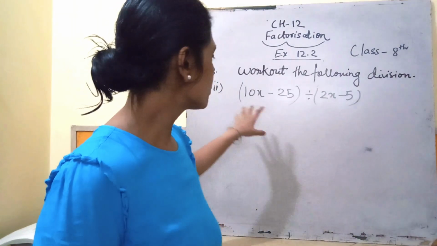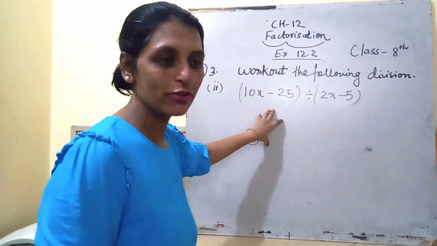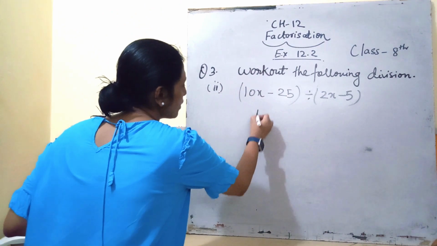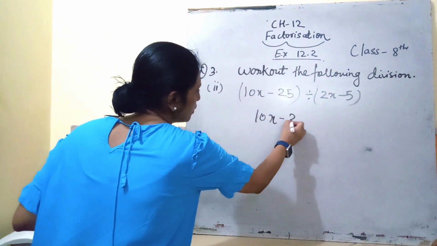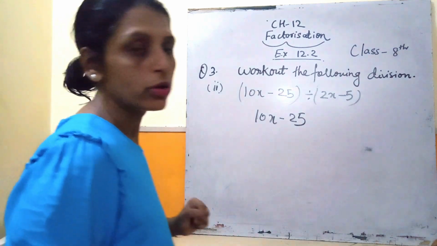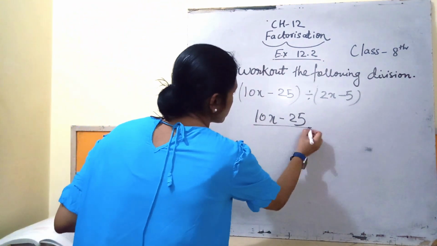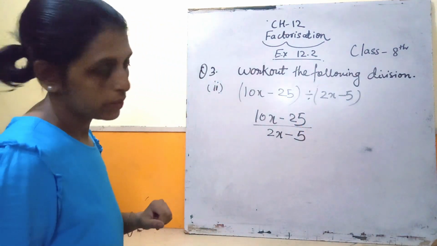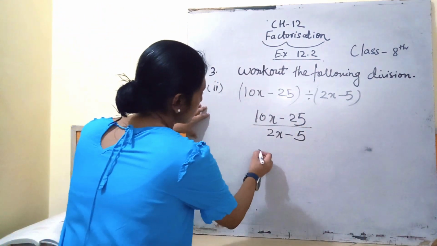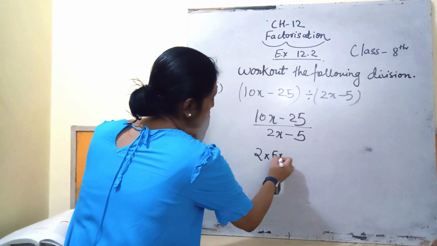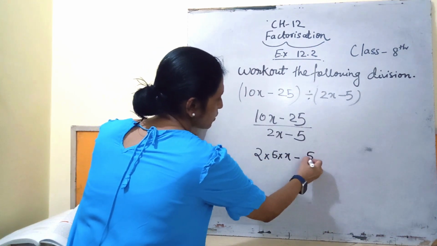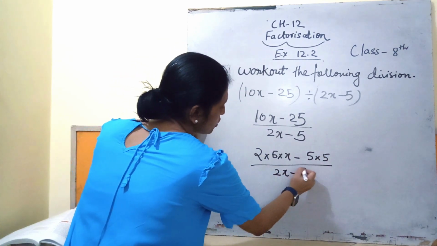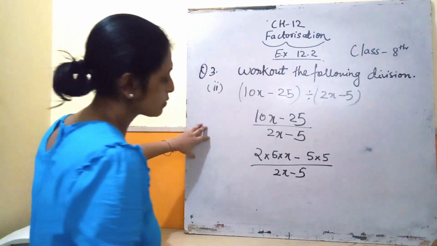In the second part, we have to divide 10x minus 25 by 2x minus 5. These are very simple divisions. You only have to take out the common factors and you can divide. See, 10x can be written as 2 into 5 into x, minus 25 can be written as 5 into 5, upon 2x minus 5.